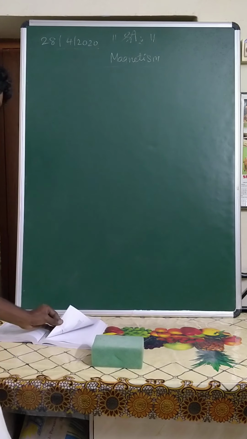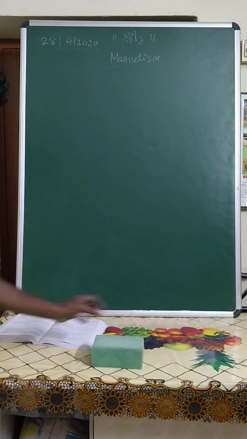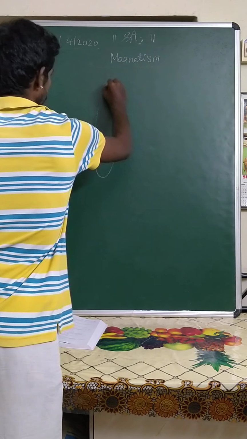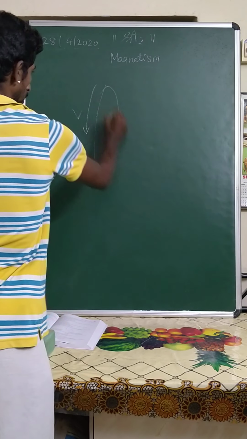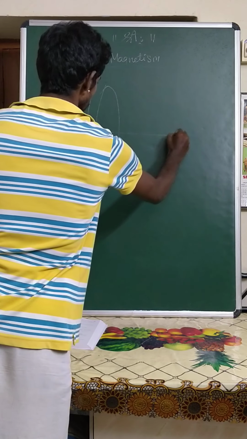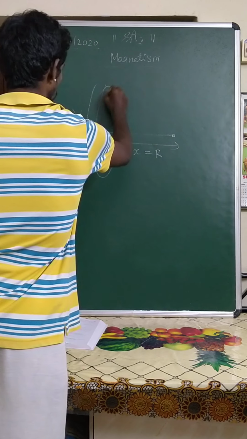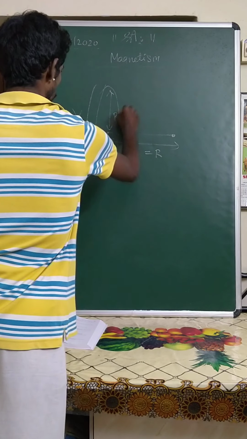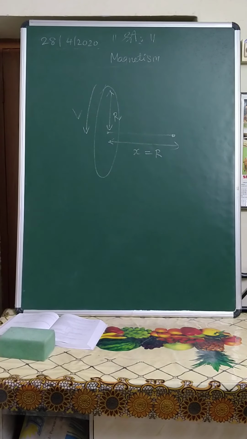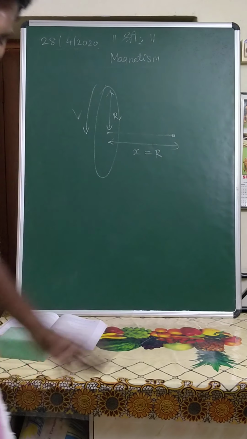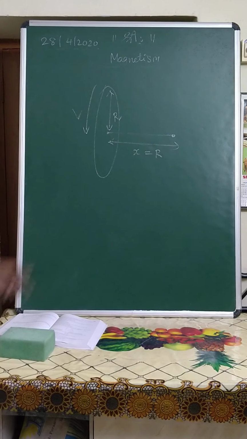So next problem, we have a charged particle which is moving in a circular ring. The particle is moving with a velocity v, and this is a point at a distance x from the center along the axis, which is equal to the radius. So the radius of the circular ring is r, and the distance x is also equal to r. So charged particles are moving in this circular ring.